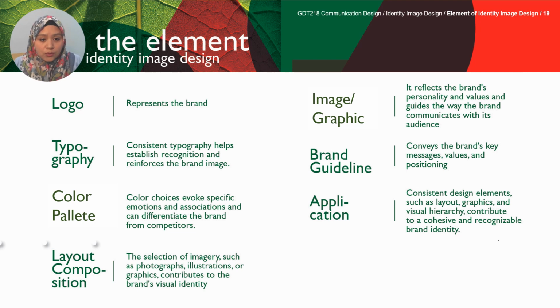Okay, logo that represents the brand. Typography: consistent typography helps establish recognition and reinforces the brand image. Color palette: color choices evoke specific emotions and associations, and can differentiate the brand from competitors. As in our previous case study, Torino, they needed to choose a very unique color palette to differentiate from the upcoming or previous Olympic designs.